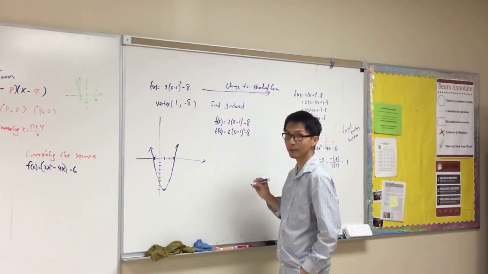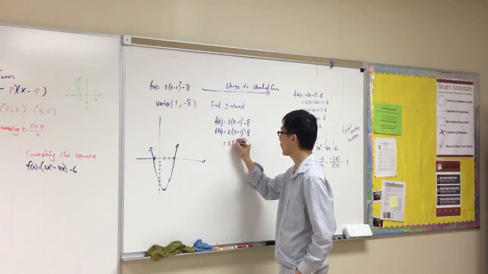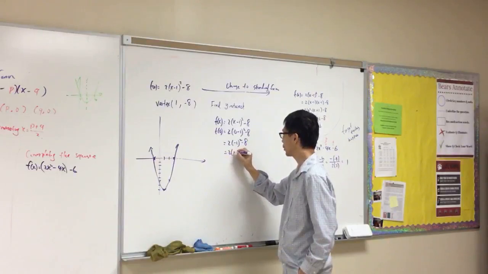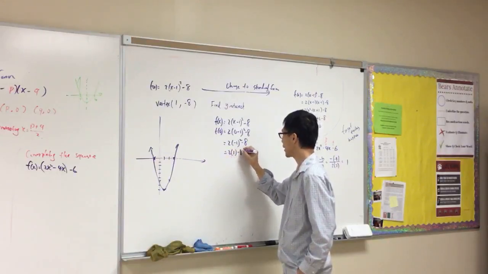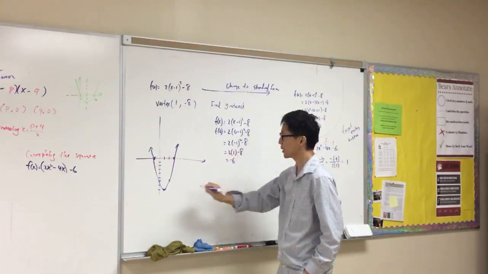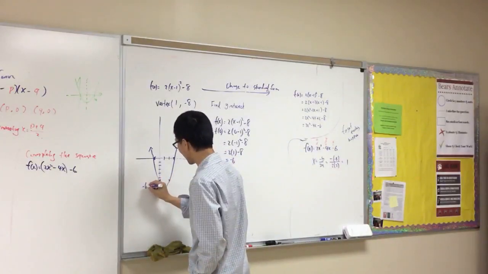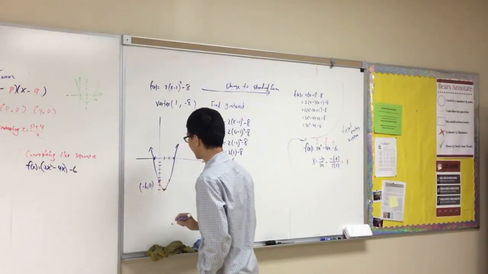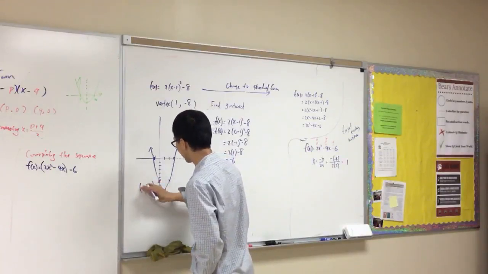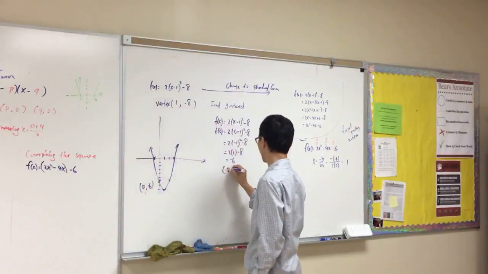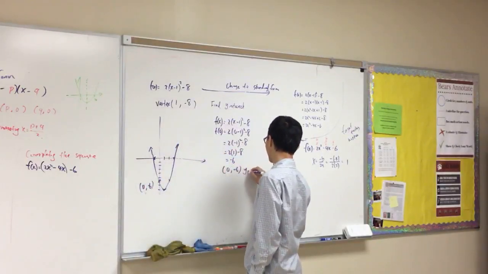Am I going too fast? No. So now I'm going to just follow the order of operations. 2 times 1 minus 8, that's equal to -6. That's how I get this point, -6. Look at it. -6, 0. No, 0, -6, my bad. So 0 and -6, that's my y-intercept.